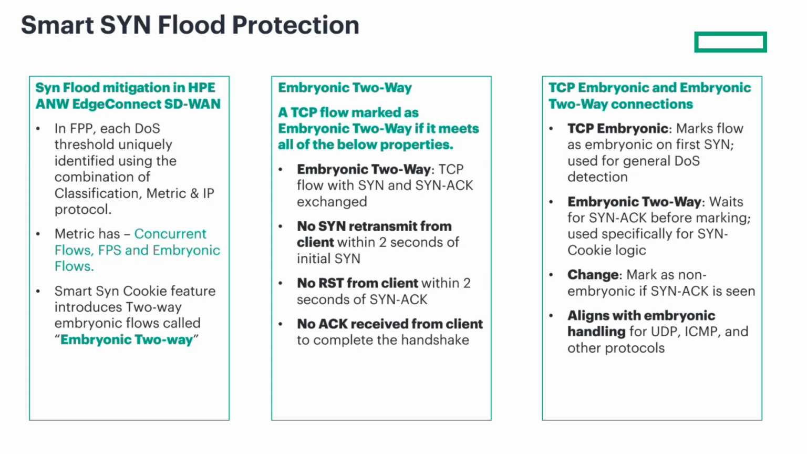Now, the embryonic two-way is the TCP flow with a SYN and a SYN-ACK exchanged, and there is no SYN retransmit from the client within 2 seconds of the initial SYN request. And then no reset from the client within 2 seconds, because these are some of the tactics used in these type of attacks. You initiate and tear it down. And no ACK received from the client to complete the handshake. So when a SYN and SYN-ACK is established and the client refuses to close that handshake with an ACK.